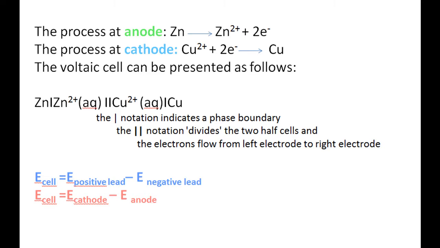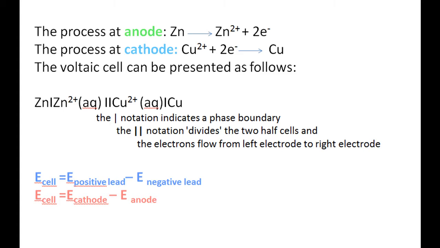It is written from anode to cathode, so zinc is first, followed by one line notation which indicates a phase boundary. Next is the solution that it is submerged in. Then the double line notation divides the two half cells, and the electrons flow from the left electrode to the right electrode. Then it is followed by the solution of the cathode, then another one line notation, and lastly the cathode itself.